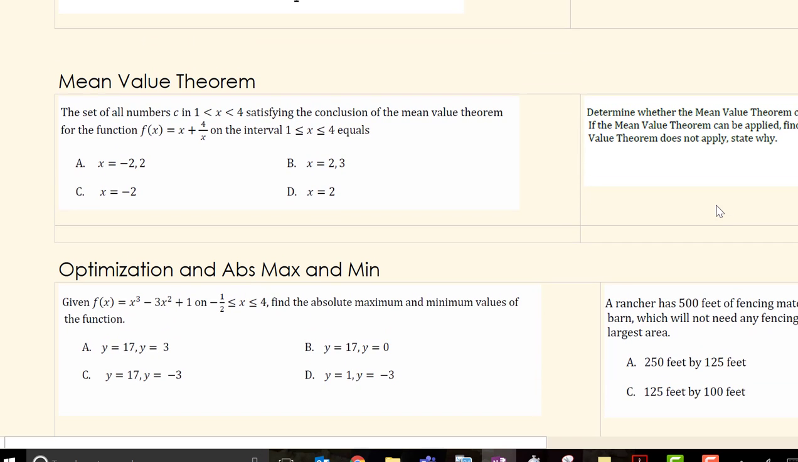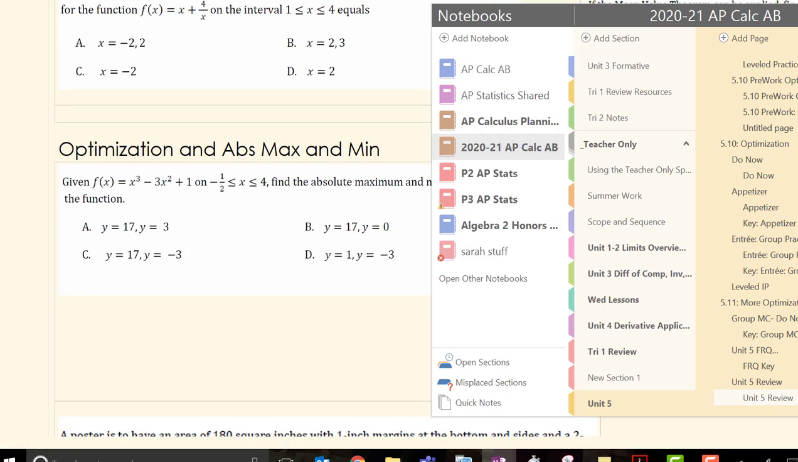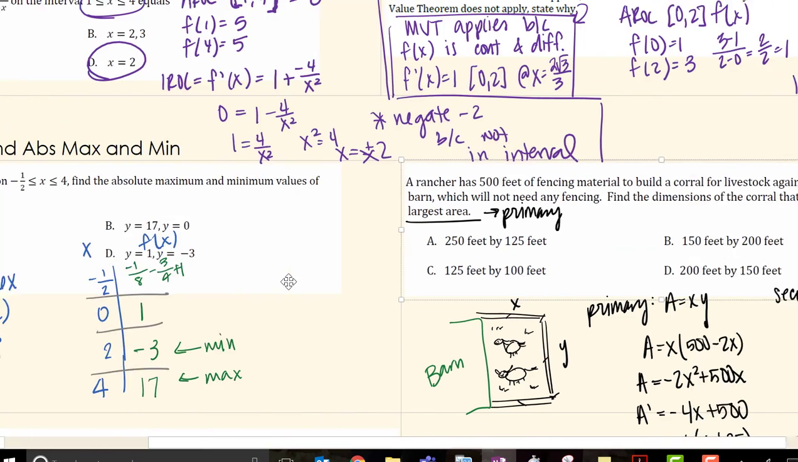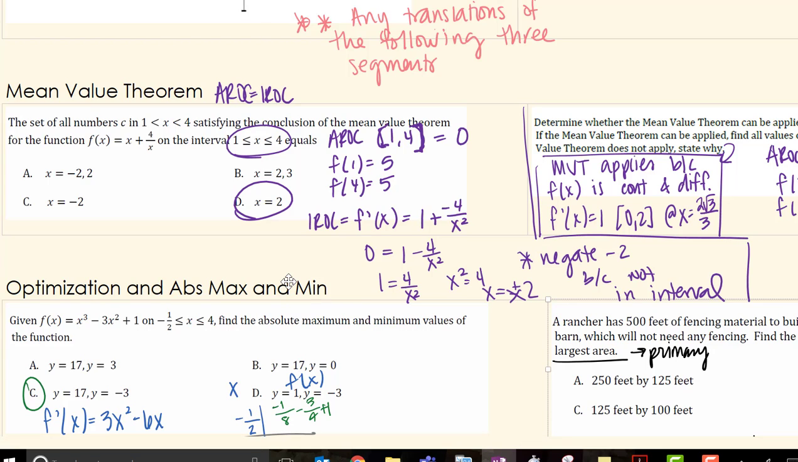All right, I am going to skip mean value theorem because it is pretty self-explanatory. If you check the answer key, the whole idea of the mean value theorem is that IROC equals AROC, right? So that f prime of x equals f prime of c at x equals c. Let's go straight to optimization with absolute mins and maxes.